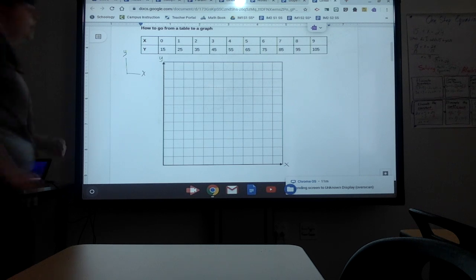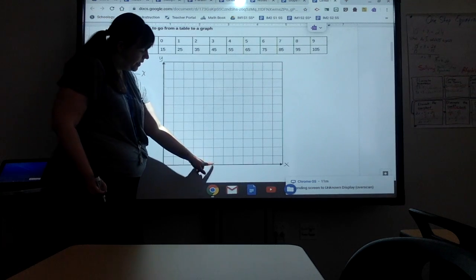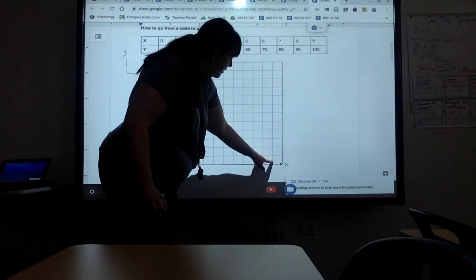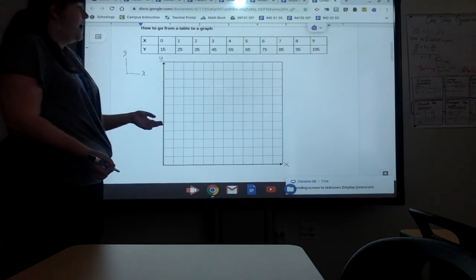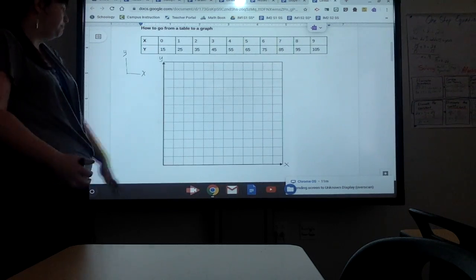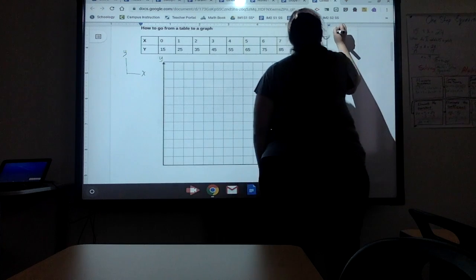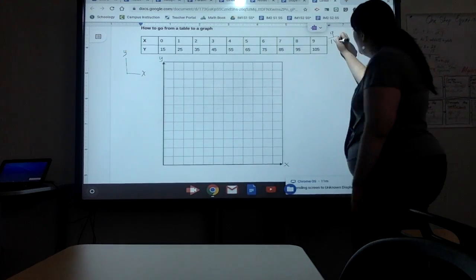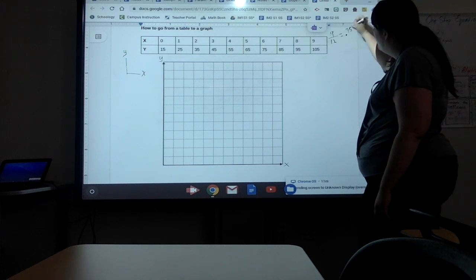So, for my x's, if I count how many tick marks I have, 1, 2, 3, 4, 5, 6, 7, 8, 9, 10, 11, 12. So, I want to make sure that I at least go up to 9, because my biggest x is 9. So, what I'm going to do is take my biggest x, 9, divide it by how many tick marks I have, 12. If I put that in the calculator, I get 0.75.